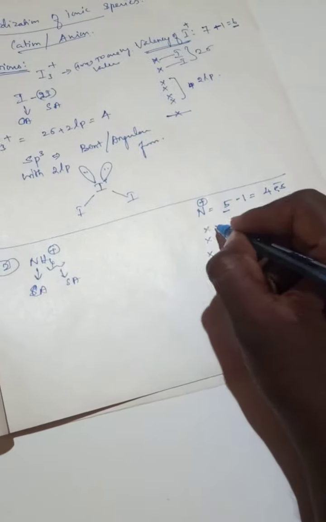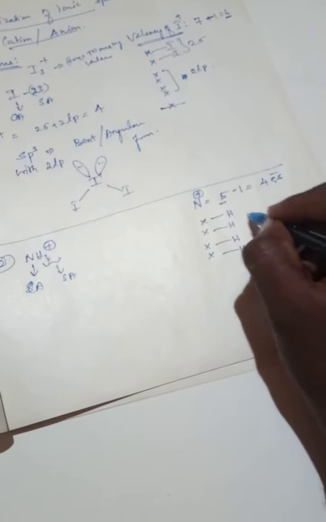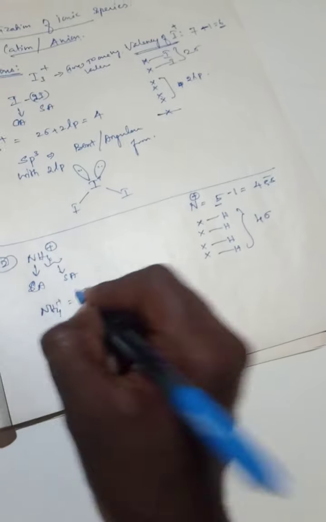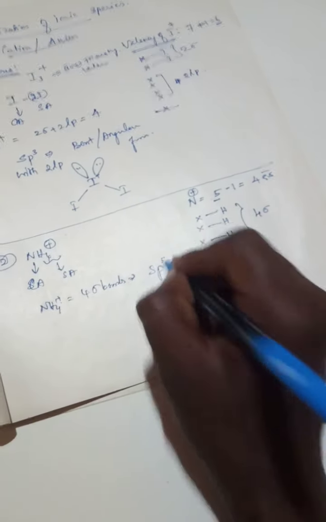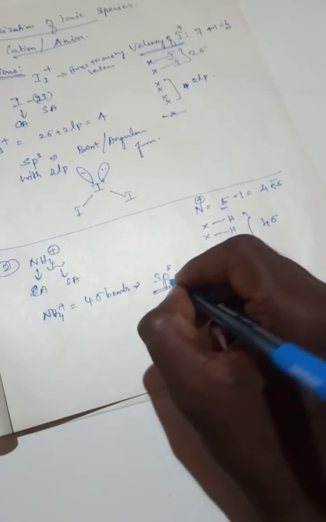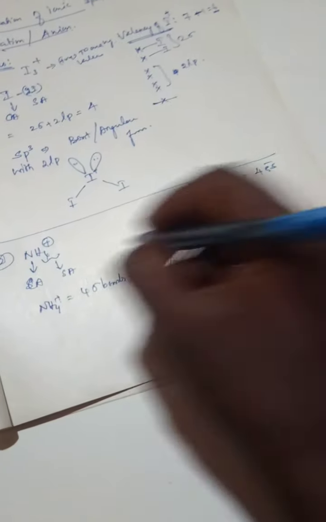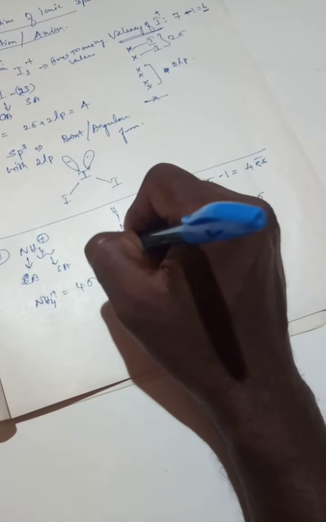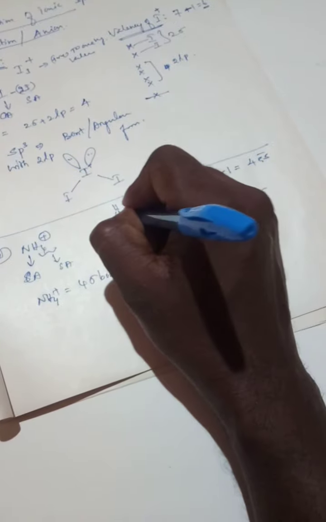With 4 hydrogens as surrounding atoms, there are totally 4 sigma bonds. So NH4 plus has 4 sigma bonds, which means sp3. In the absence of lone pair electrons, it is a perfect tetrahedral. For example, N with four H. That's all.